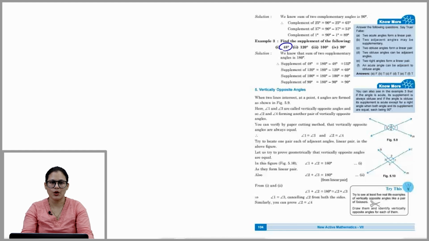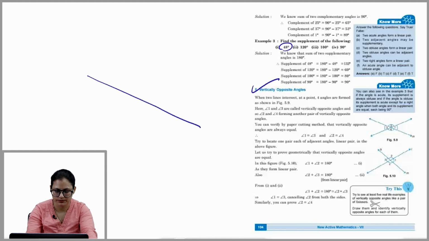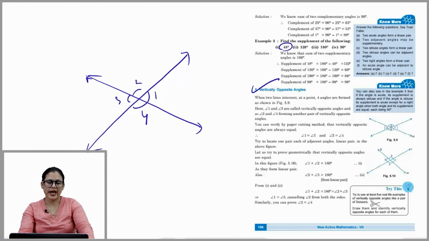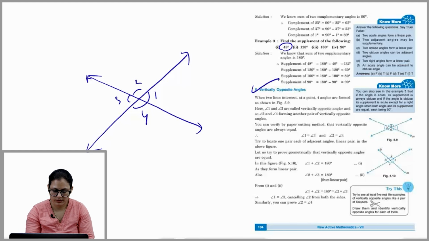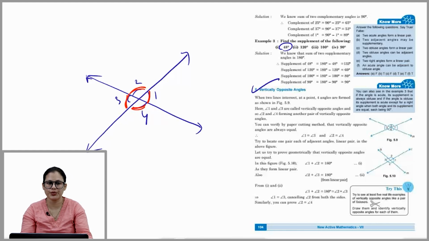Number 5, vertically opposite angles. When two lines intersect at a point, 4 angles are formed. For example, this is angle 1, 2, 3 and 4. So here angle 1 and 3 are opposite to each other and these are vertically opposite angles, and so angle 2 and angle 4 are also vertically opposite each other.